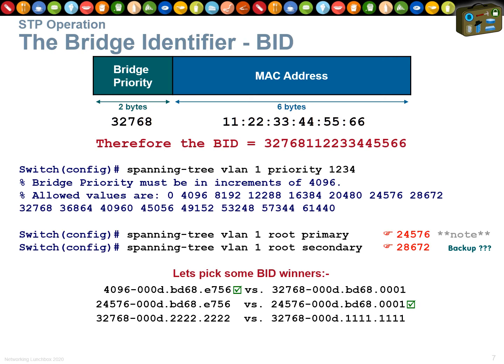Now we've got the same priority, 2 different MAC addresses again. Who has got the better MAC address? The one on the right. Same priority. Who has the better MAC address?